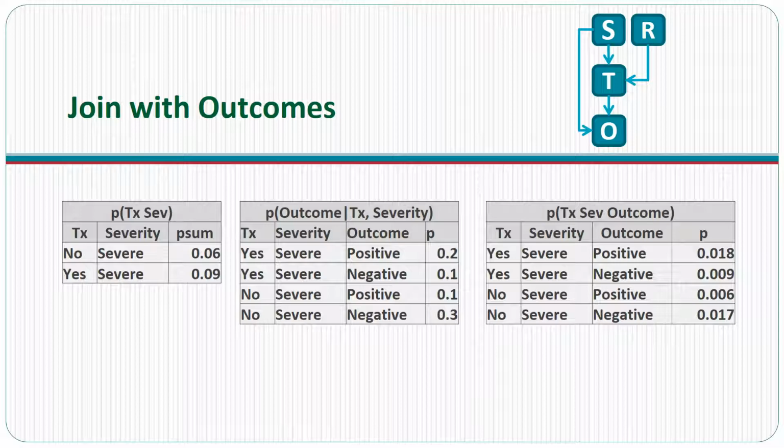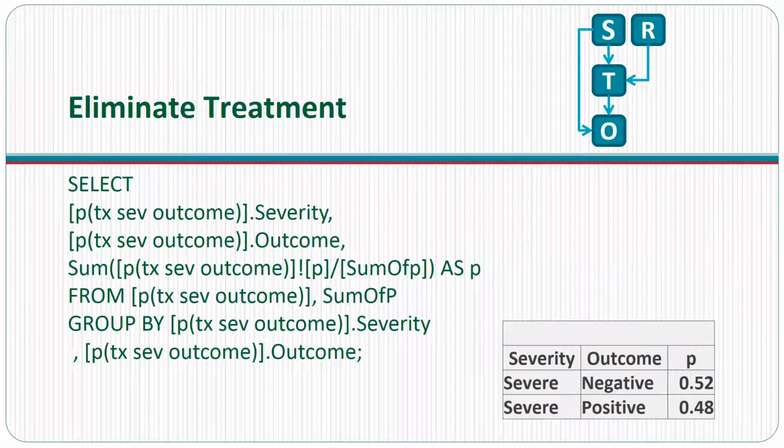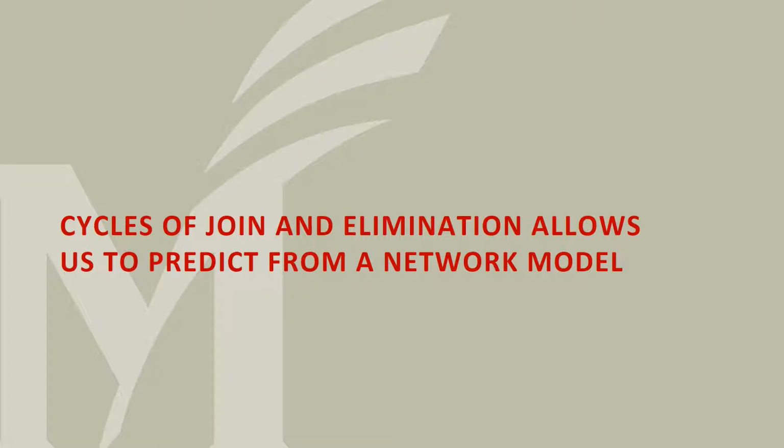Next, we try to eliminate all variables that are not needed and calculate the probability of positive outcome. Here again, we sum across the groups we want to and leave the variables that we are not interested in out of the group by statement. A network model may seem complex, but cycles of joins and elimination will allow us to predict the probability of any event within the network.